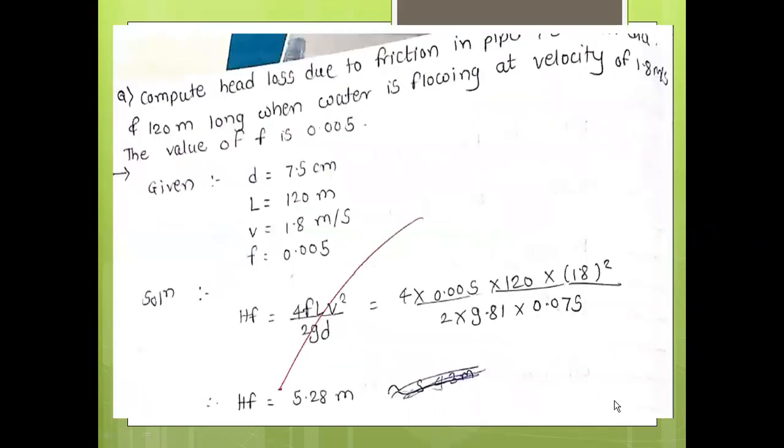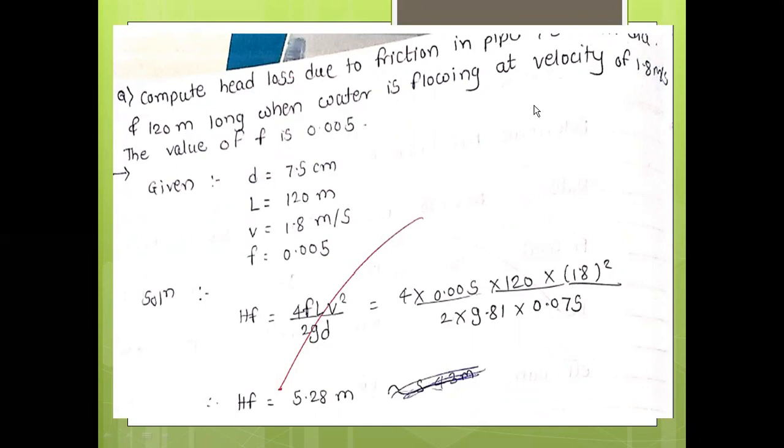So we will see a problem. Compute the head loss due to friction in a pipe having a diameter of 7.5 centimeter and 120 meter long when the water is flowing at the velocity of 1.8 meter per second and the value of F is 0.005.